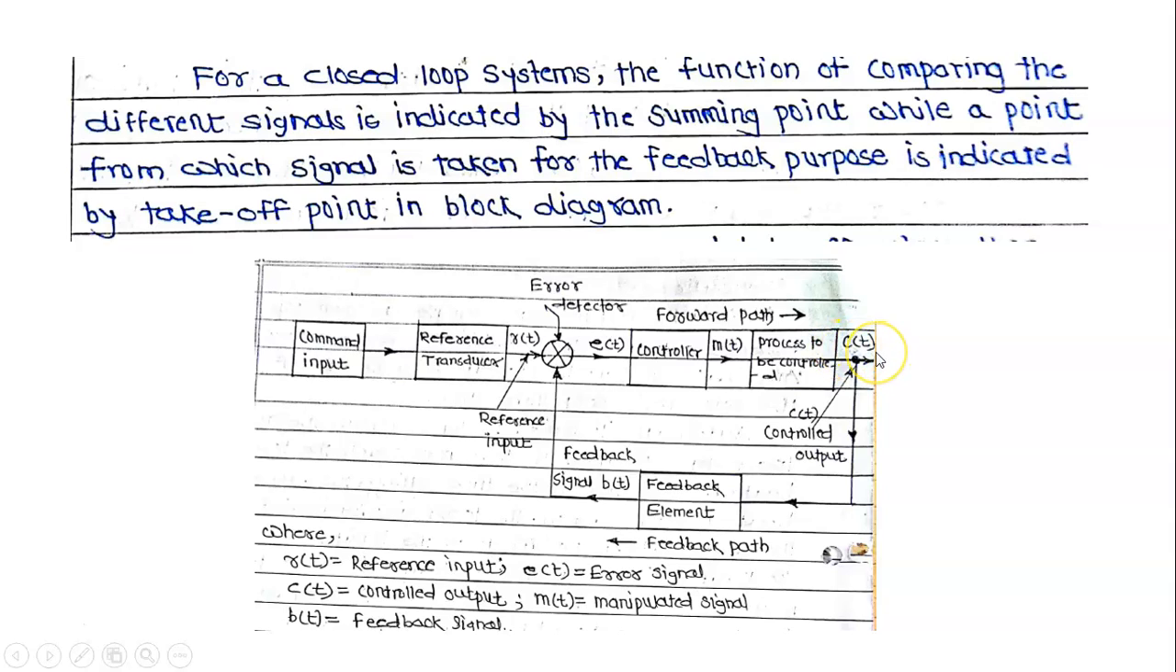Then this c(t) is nothing but the control output. Again from this point feedback is taken. Therefore the point from which feedback is taken is known as the takeoff point. Again the feedback signal is taken by the feedback element, and this feedback signal is fed back to the summing point or error detector. Therefore here r(t) is equal to reference input, e(t) is equal to error signal, c(t) is equal to control output, m(t) is equal to manipulated signal, v(t) is equal to feedback signal.